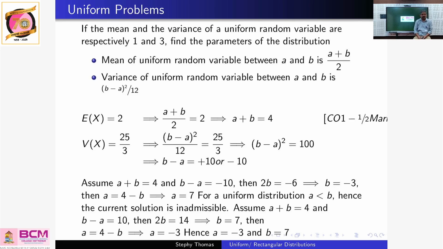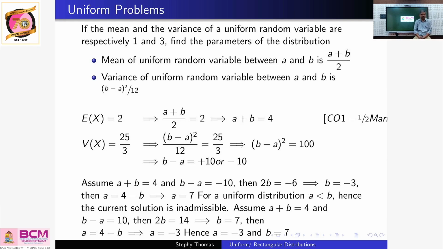So therefore, expectation of x is equal to 2 implies that a plus b divided by 2 is equal to 2, implies a plus b is equal to 4, and variance of x is equal to b minus a the whole square divided by 12, that is equal to 25 divided by 3, implies b minus a the whole square is equal to 100, and b minus a is equal to plus or minus 10. And we will simplify further.